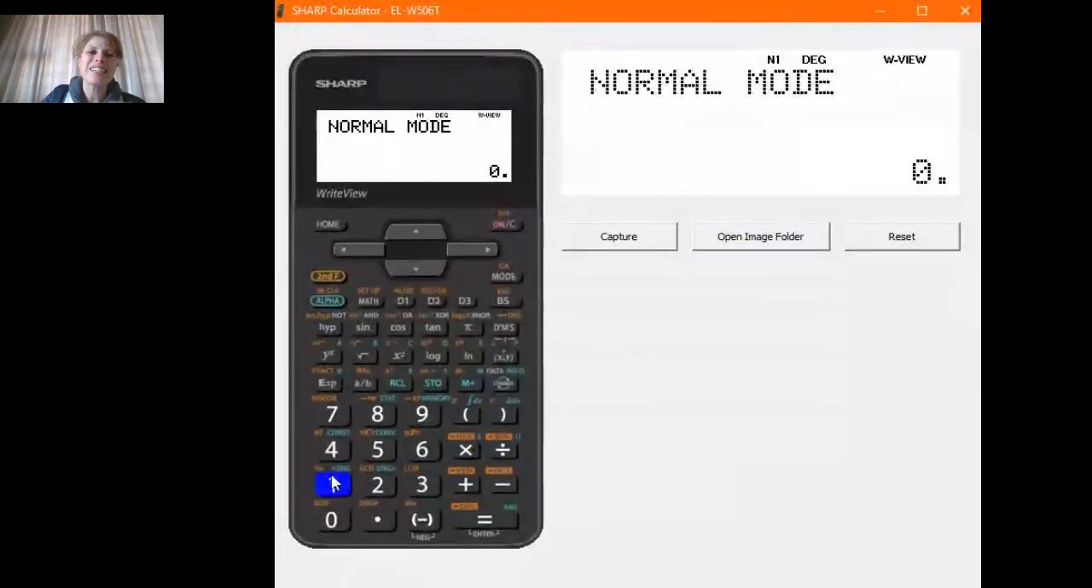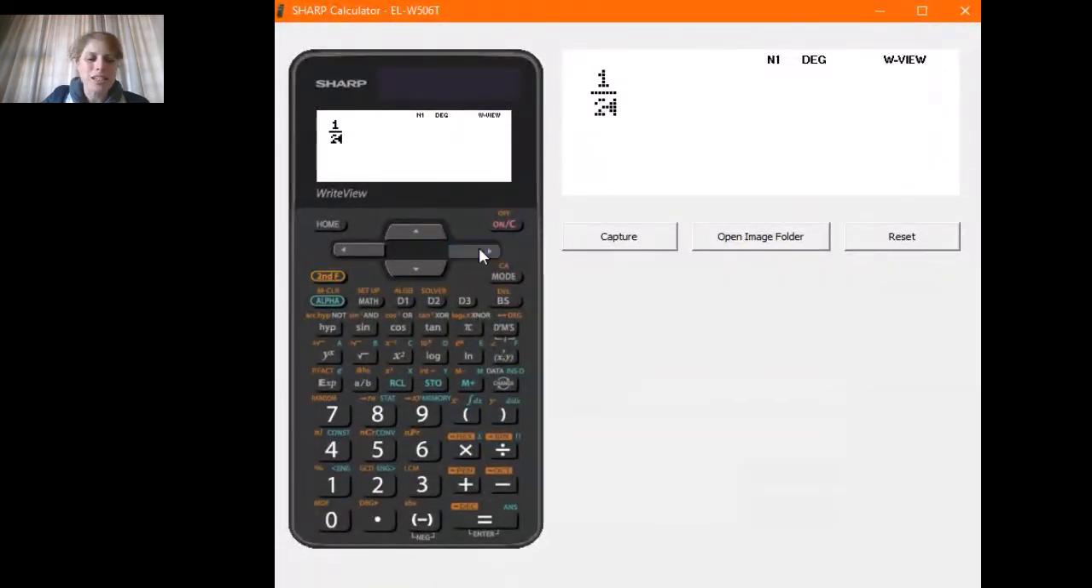So to my calculator now, and it's hiding away again. My goodness. Okay.